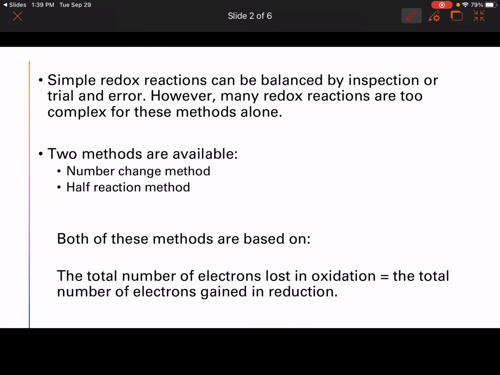The first one is called the number change method. This has to do with oxidation numbers. The next one is the half reaction method. We're going to save the second one for unit 6, and the one we're going to learn today is this number change method here.